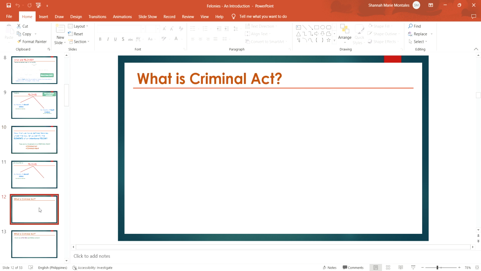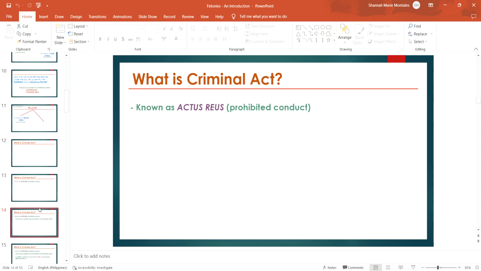Let's first take criminal act. What is criminal act? Okay, nandito naman tayo ulit sa mga Latin terms. Criminal act is known as your Actus Reus, or in English, prohibited conduct. So if you will be asked, ano yung Actus Reus? Yan yung criminal act ng isang crime.